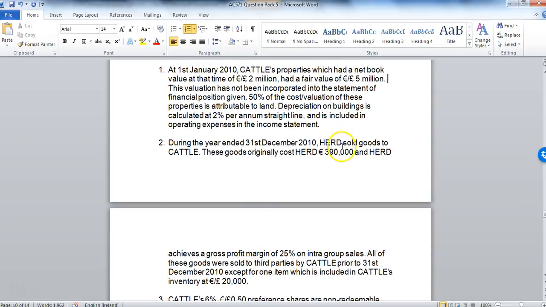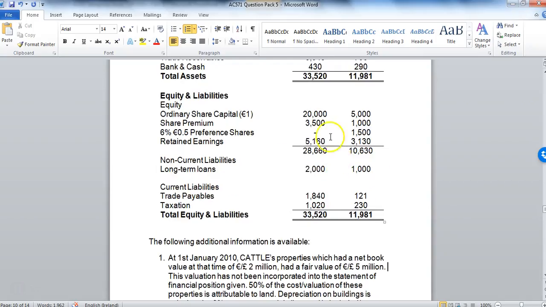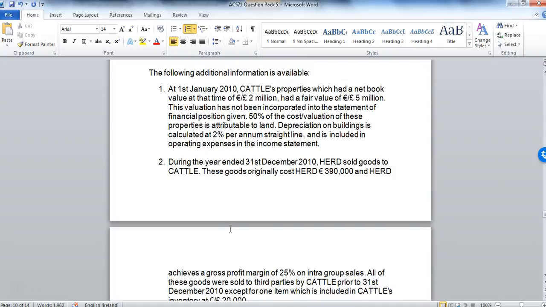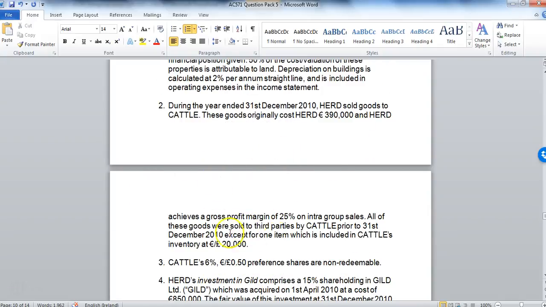The next one is Herd sold goods to Cattle during 2010. So the thing I'd be noting there is that's the parent, Herd, selling to the sub. We're not going to do it, we're just having a quick look through the notes so we know what's come up. So that's okay, and we're told different information then about what the detail was in terms of the unrealized profit. But the main thing there is the direction. It's Herd selling to Cattle, so it's the parent that's making the unrealized profit.